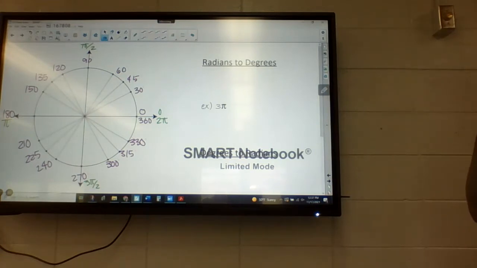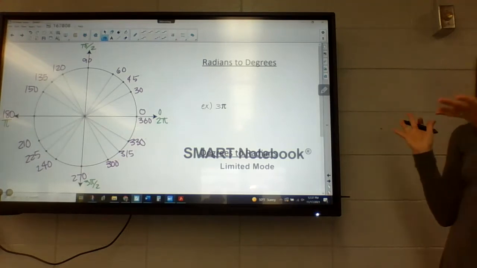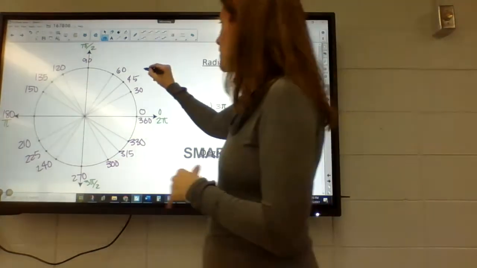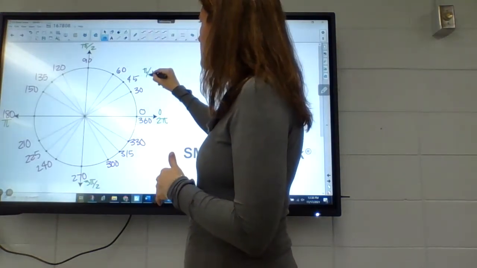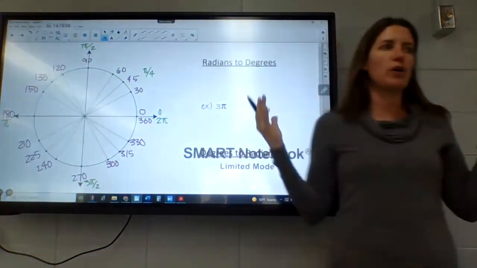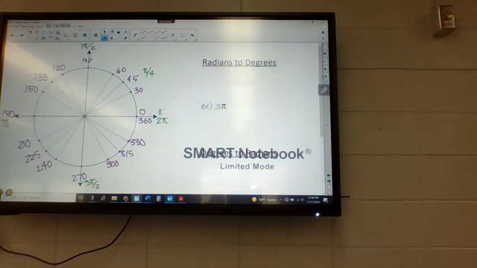So you might have some logic with it, yeah. 45, wouldn't that be pi over 4? Yeah, because it's half of pi over 2. That's logical. So this would be pi over 4. So this isn't just arbitrary, where we just made up some random numbers to be confusing. It has a reason behind it.